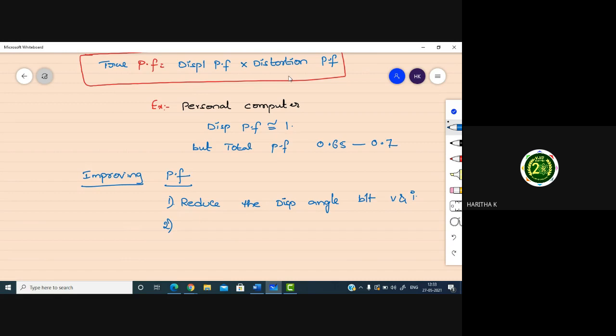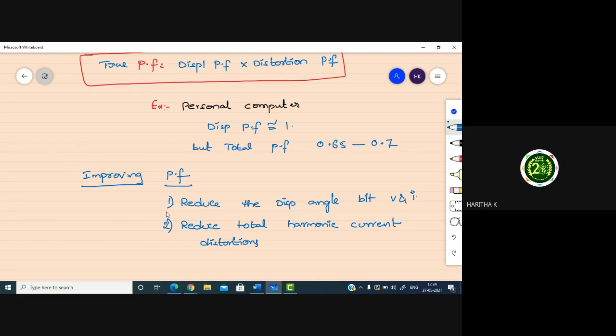And second one, we have to correct the distortion power factor also. Then how can you correct the distortion power factor? By removing the harmonics. The second step, reduce total harmonic current distortion. So if you reduce the harmonics, thereby the distortion power factor will be improved. So if you improve these two, automatically the total power factor for the nonlinear loads gets improved.